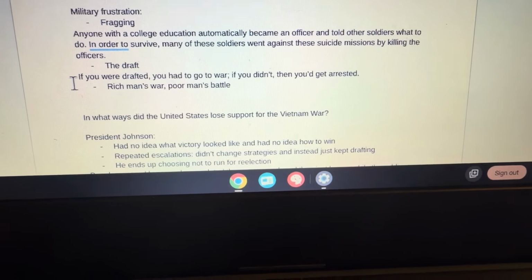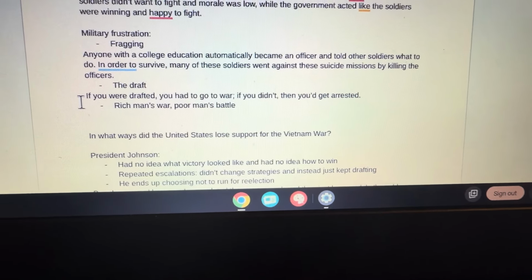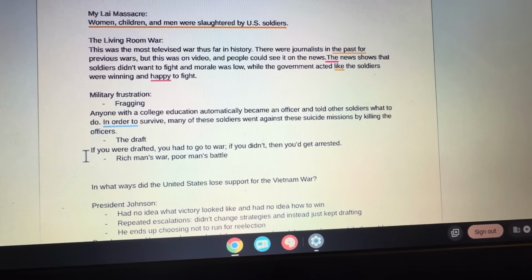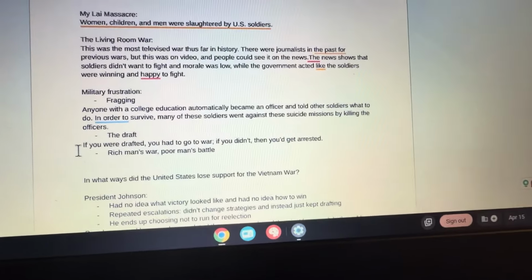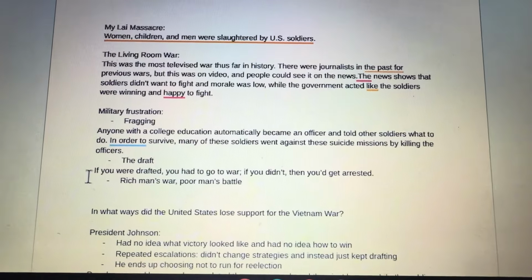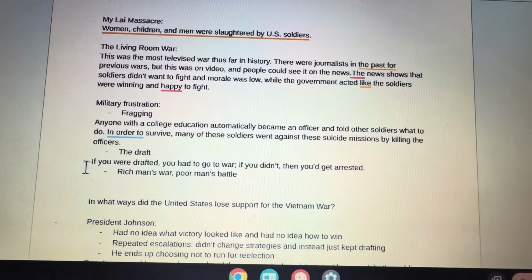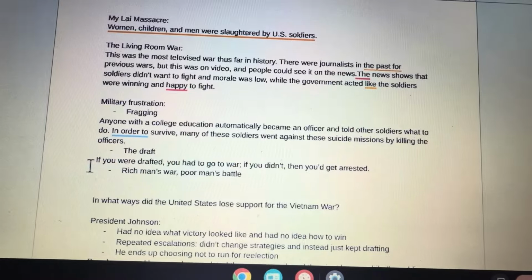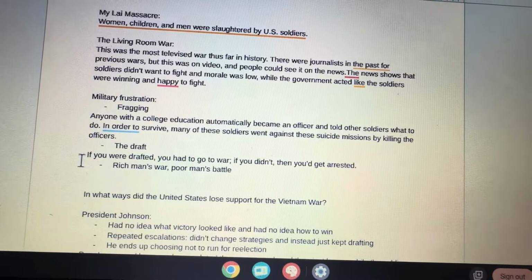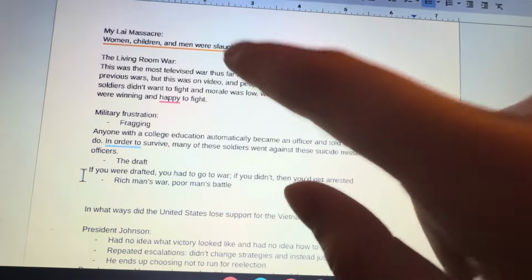The My Lai massacre. Women, children, and men were slaughtered by U.S. soldiers. I wish I had more details on that, but oh my god, I was not able to get it down. The Living Room War. This was the most televised war thus far in history. Okay, actually, I'm gonna keep talking about that because I do remember some of it.